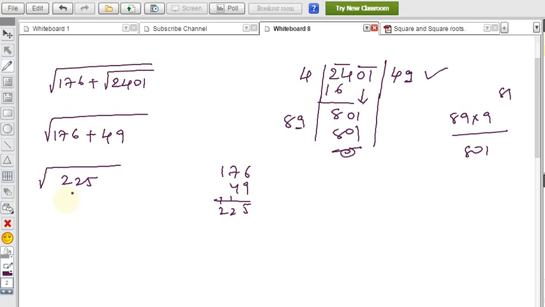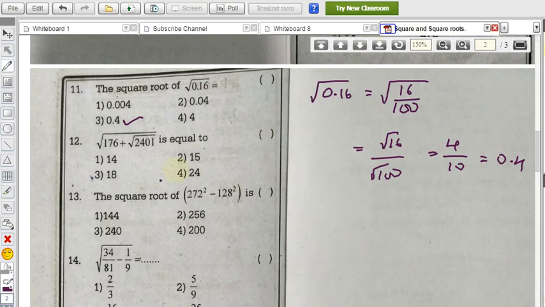15. Root 225 is 15, so 15 is the square root of 225. So the final answer is 15. Okay, yeah, 15 is the answer for this.